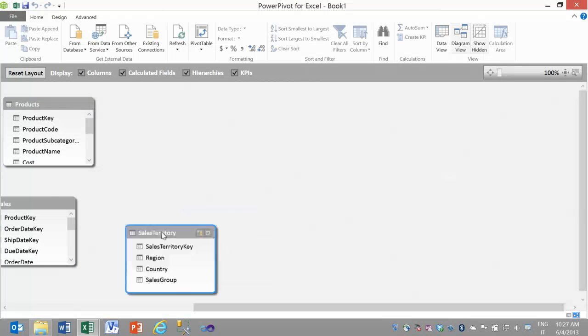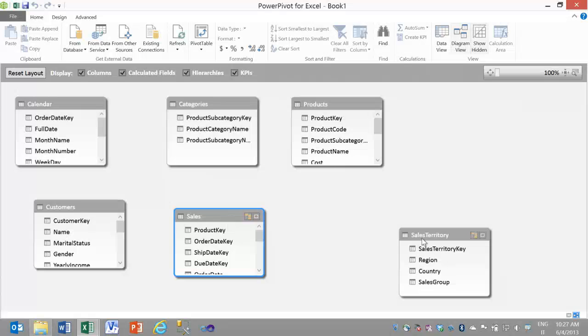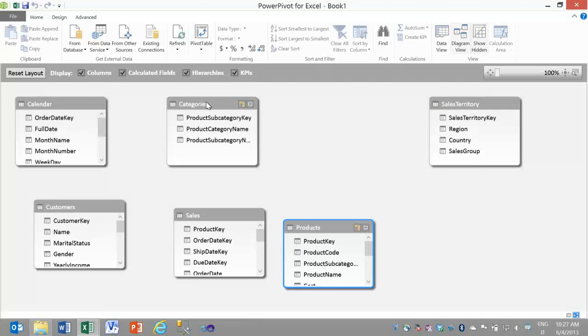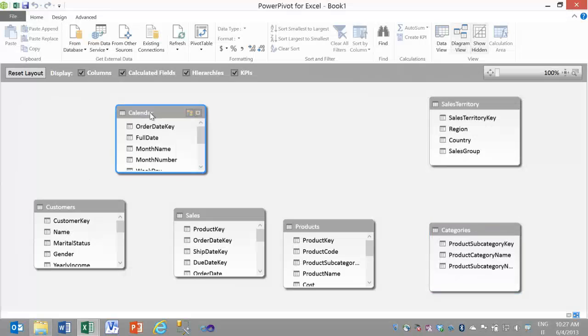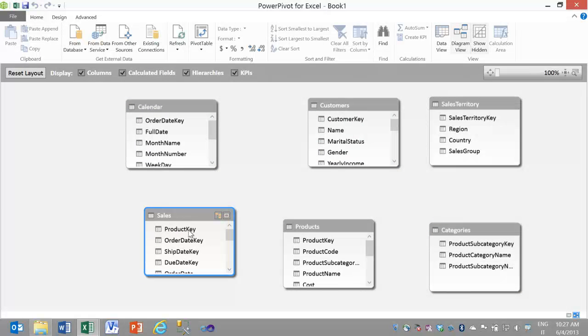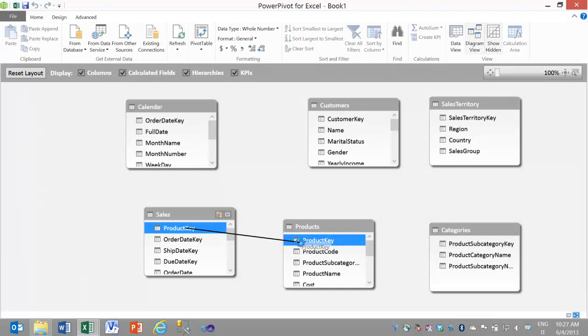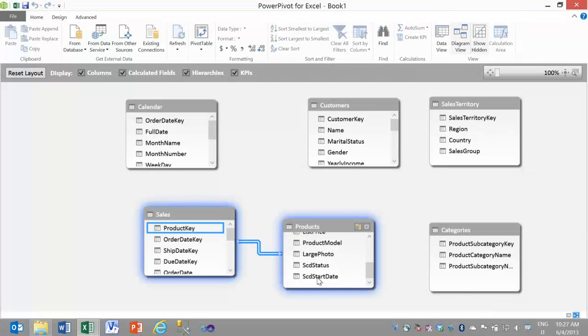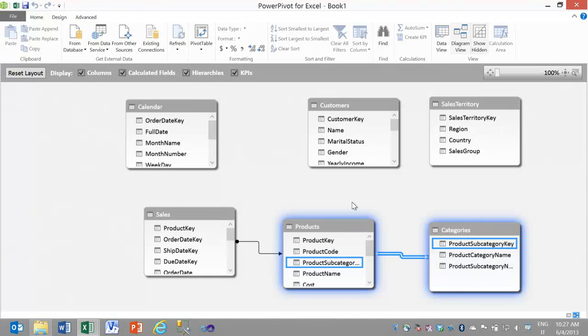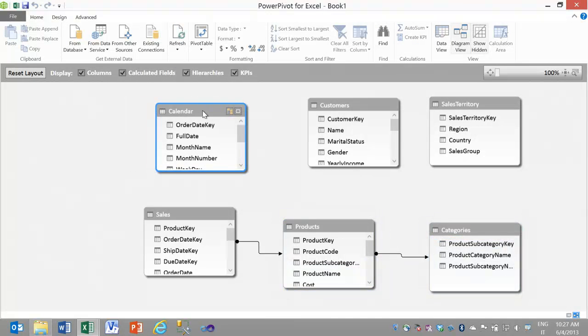It's a star schema, so once we have enough real estate, we put sales territory, products, categories there, calendar here, and customer here. Now, product points to product key, and then from product key we have somewhere a subcategory key that goes there. So we have sales, product, categories. This is not a real star schema. It's much more a snowflake schema. That's not a big problem.